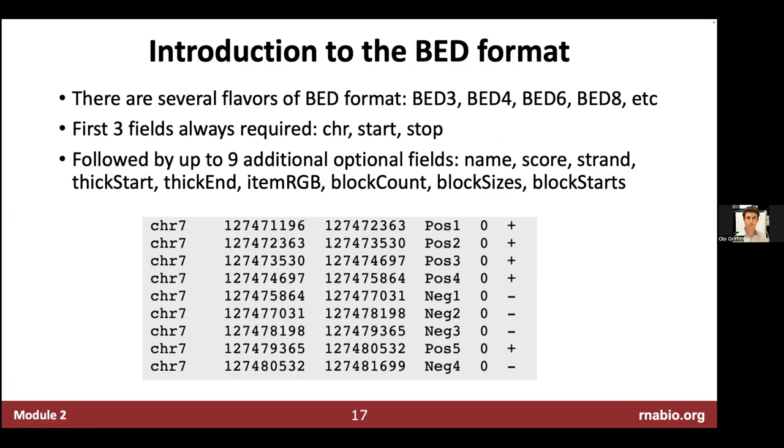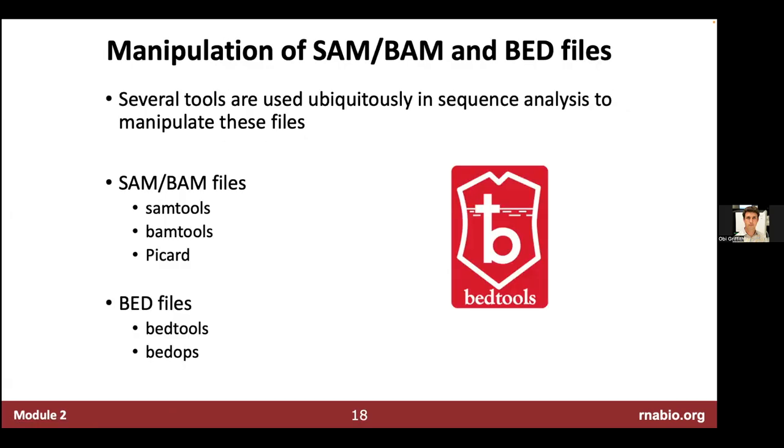So you might give it a name, and you might give it information that allows it to create those nice visuals where you have a thinner rectangle and then a thicker rectangle, or a thin line, that sort of thing. Most often people are using bed files more or less with these three columns to specify specific regions of the genome. And there are lots of tools you can use to manipulate SAM and BAM and bed files. We've already played around with some of these, like SAMtools and Picard and bedtools.